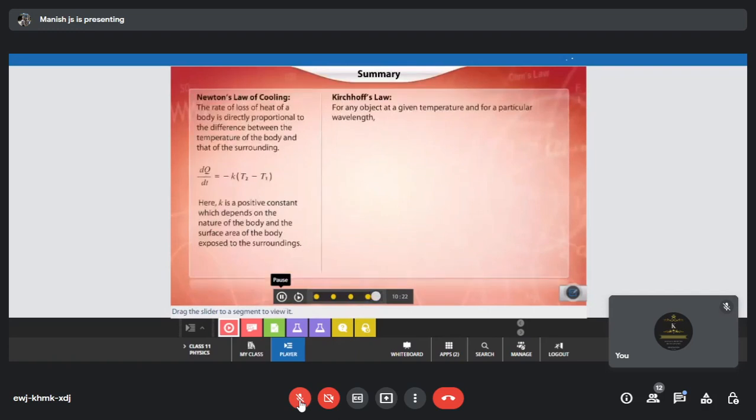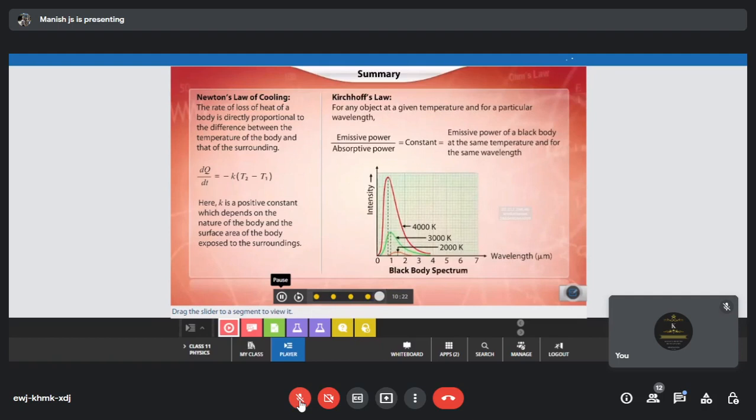Let us summarize what we have learned so far. Starting from Newton's law of cooling to Kirchhoff's law to everything, whatever we have learned, we did that summary. So quite simple. This is all about what we have learned in this particular module.